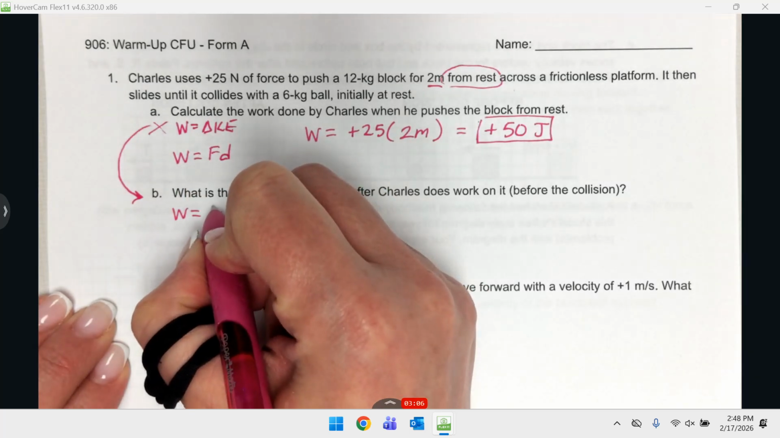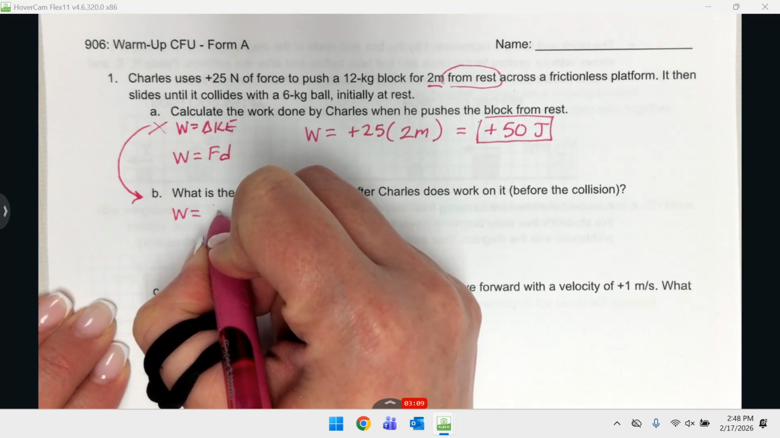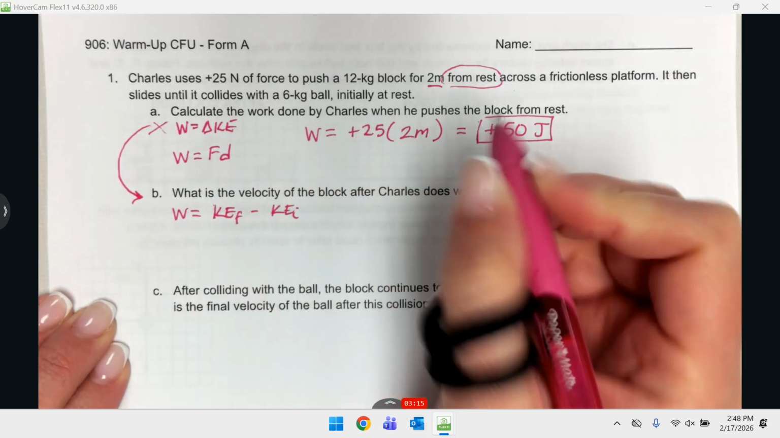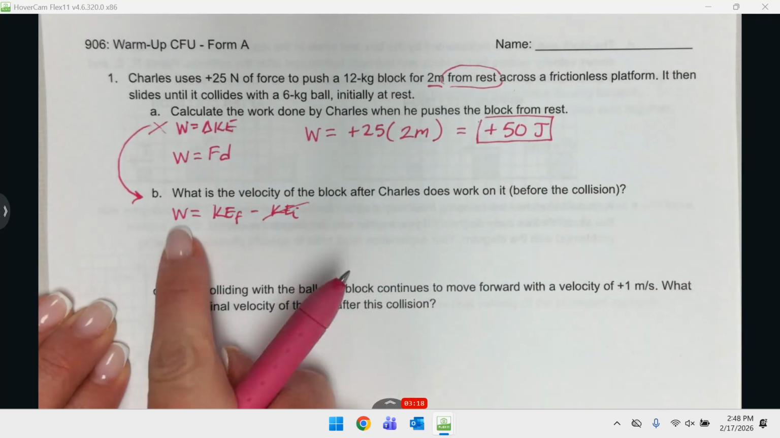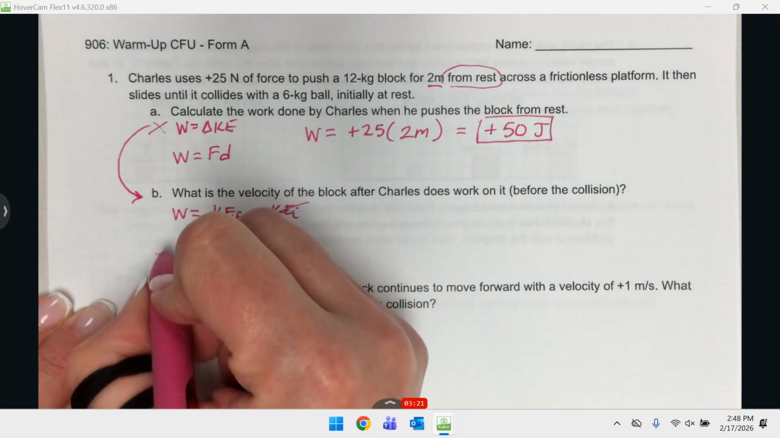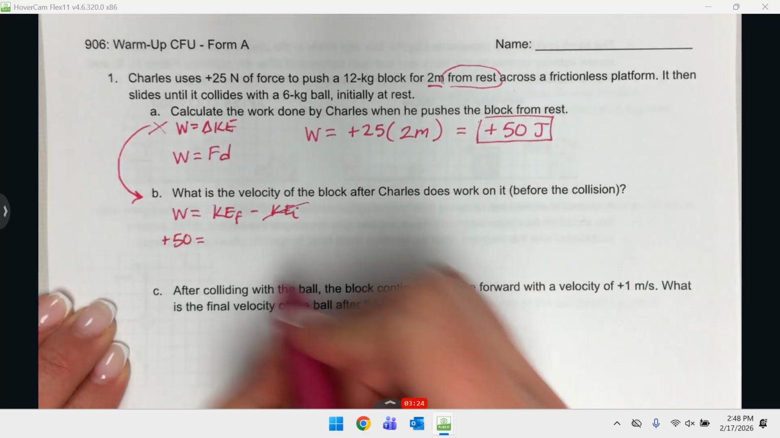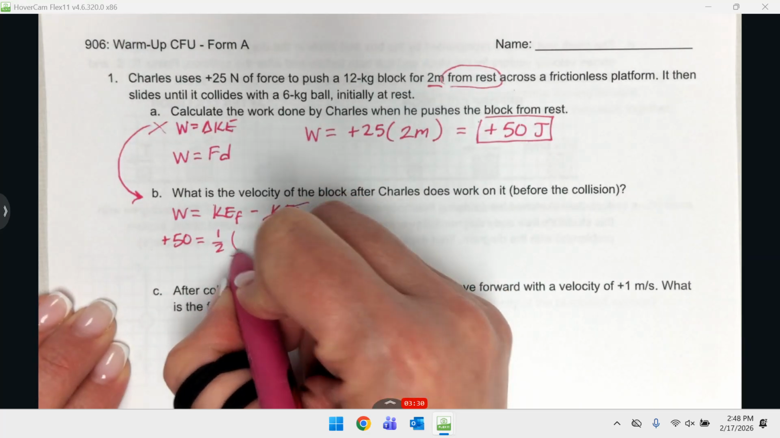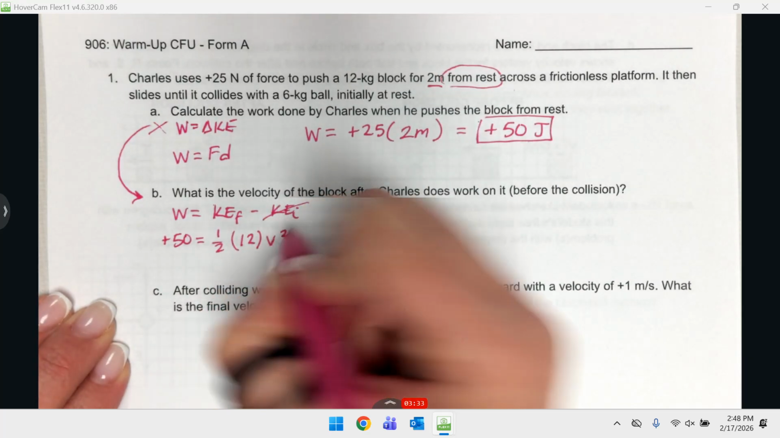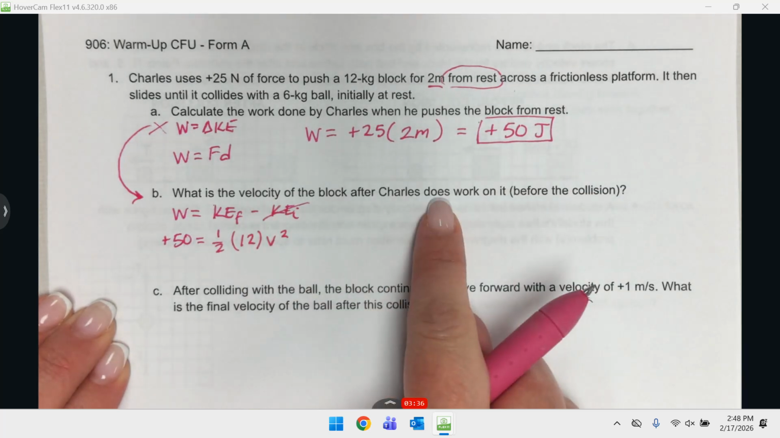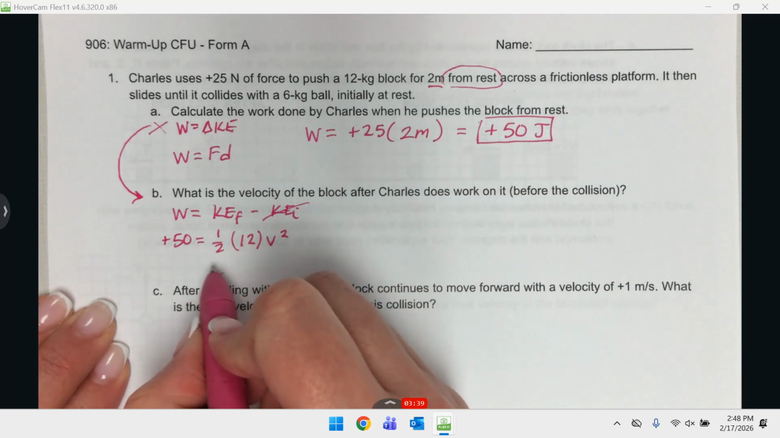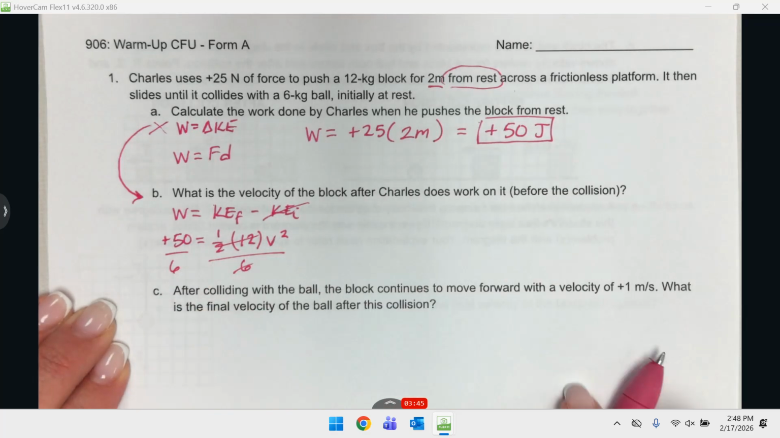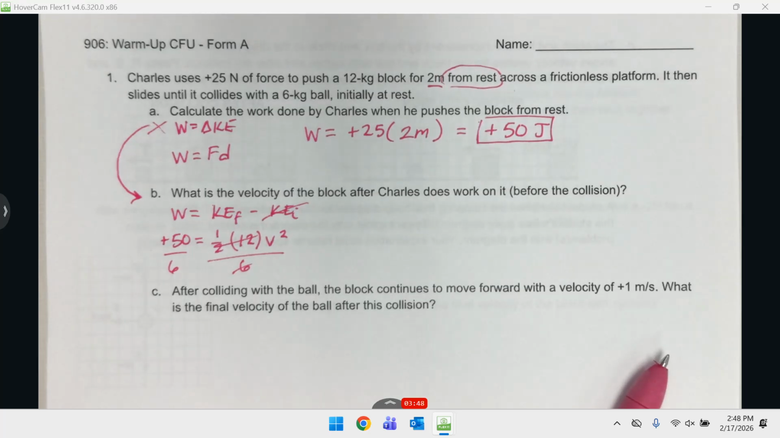And so that's what we're going to do: the work is equal to the change in kinetic energy, but because the initial was 0, and change is final minus initial, this one's going to go away. And so it's just work equals final kinetic energy. The work, of course, was 50 joules, and the kinetic energy equation is 1/2 mv squared. The mass of the block is 12 kilograms, and we can then solve for the velocity after it gets pushed. So this is going to end up being divide both sides by half of 12, which is 6. So 50 divided by 6, let's go ahead and put that in the calculator.